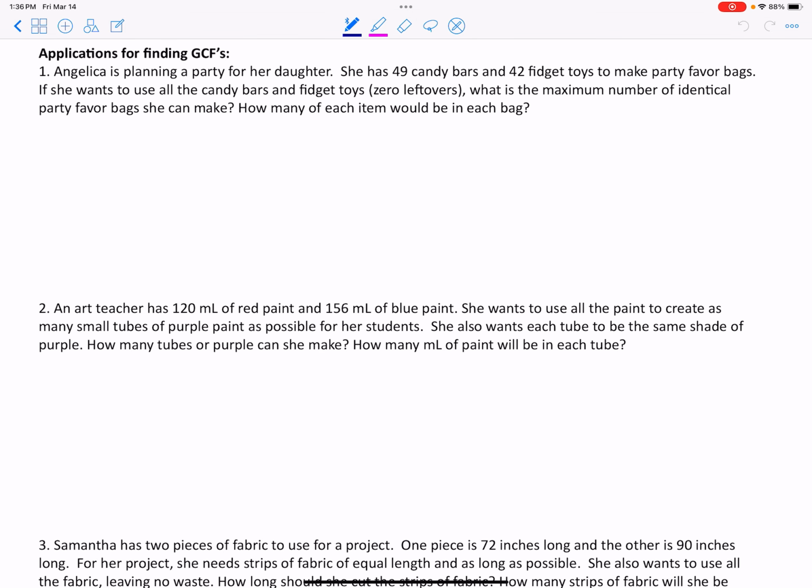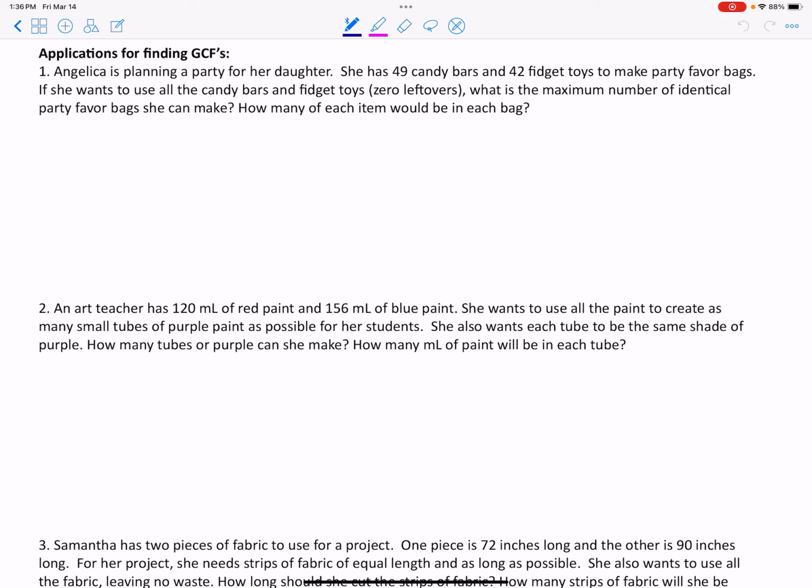For example, Angelica is planning a party for her daughter. She has 49 candy bars and 42 fidget toys to make party favor bags. She wants to use all the candy bars and fidget toys, so 0 leftovers. What is the maximum number of identical party favor bags that she can make? How many of each item is going to be in each bag?